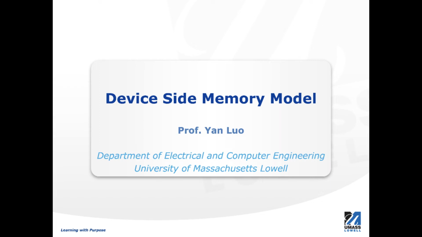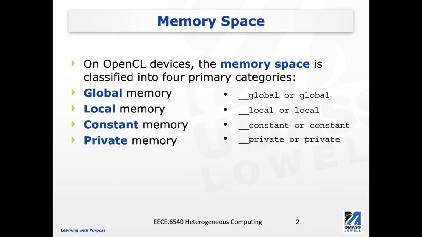Today we are going to talk about the device-side memory model. By device, we refer to the OpenCL device that executes OpenCL kernel functions. On the device side, the memory space is classified into four primary categories: global memory, local memory, constant memory, and private memory. And we use the keywords global, local, constant, or private to refer to these memory types. Depending on the OpenCL development environment, you may need to add __ in front of these keywords.